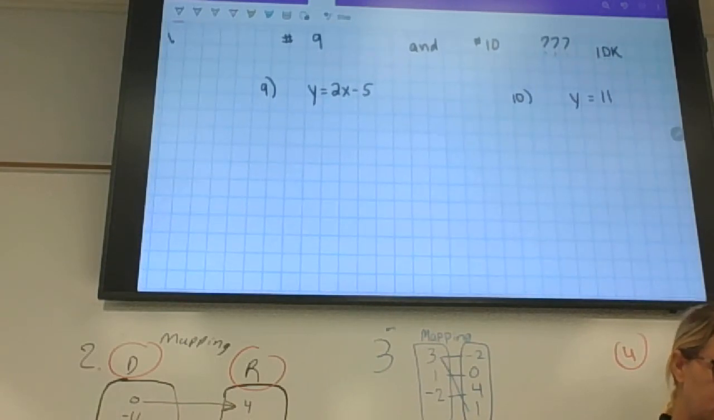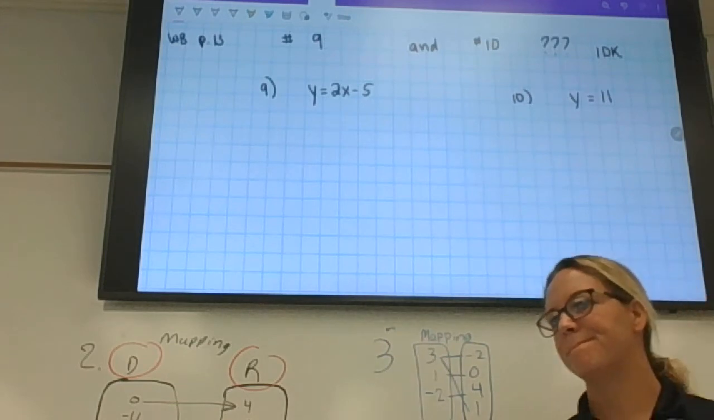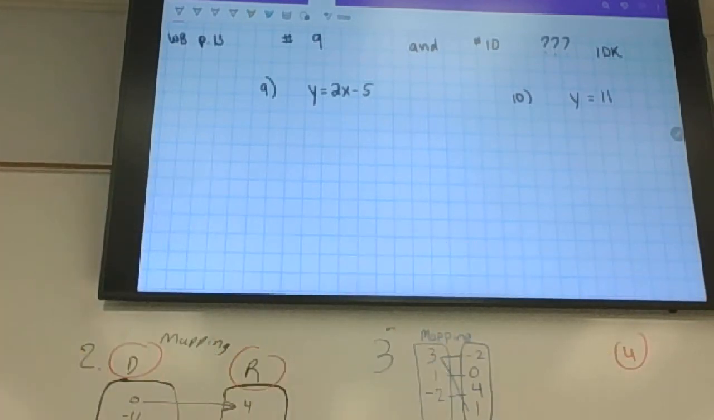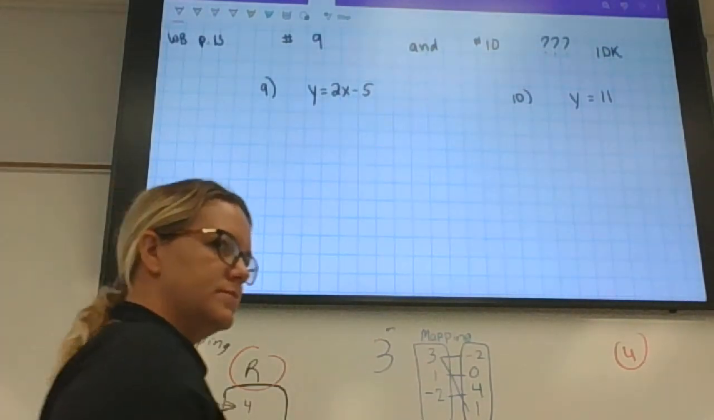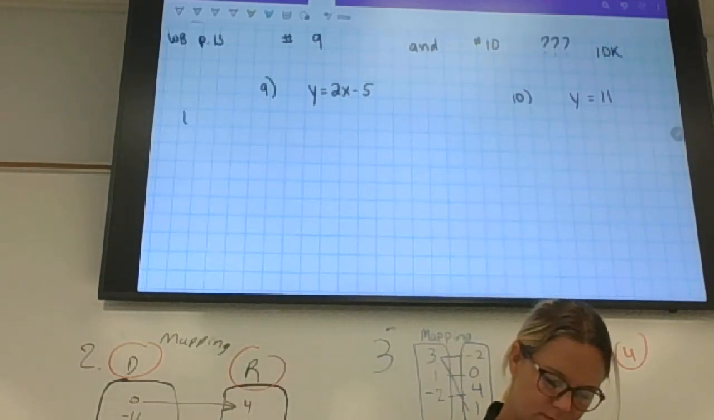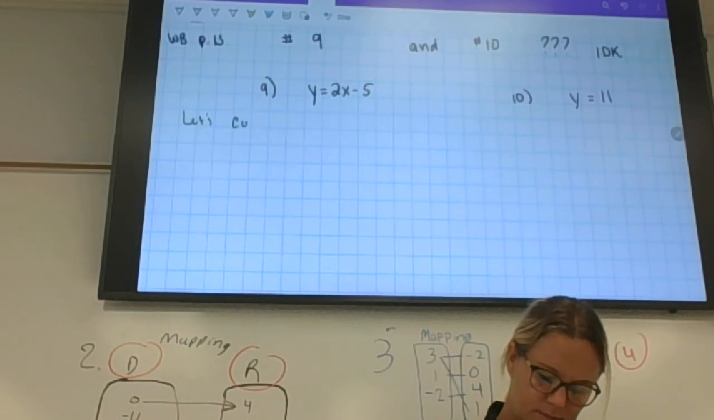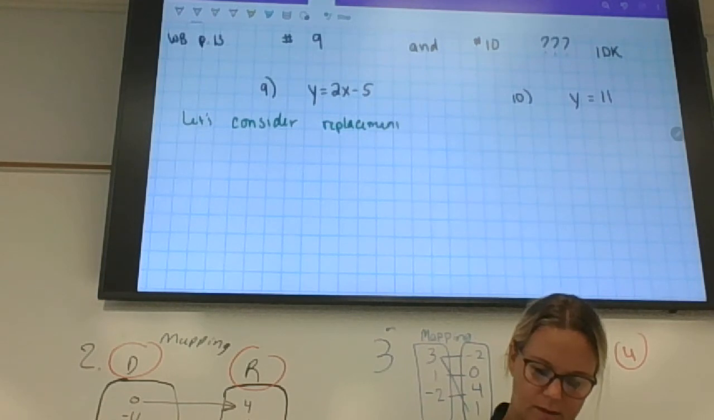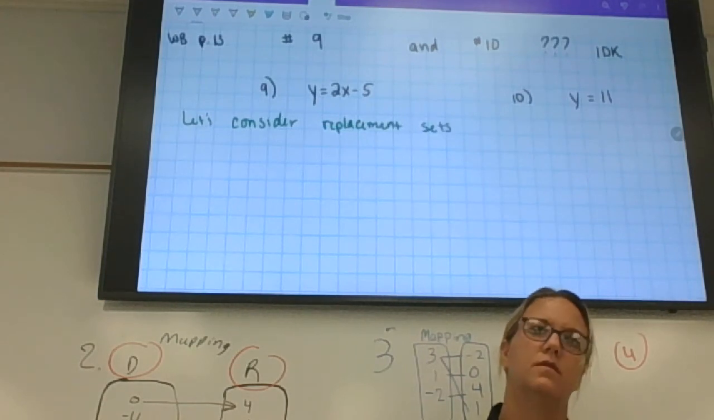Do we give reasoning? Wait, does this one equal? What does the directions say? Y is 11, so y is 11, but there's no... Yeah. This one is y equals 2x. Let's put the y in x. I don't know. I really do. Oh, we're doing a replacement. Yes.